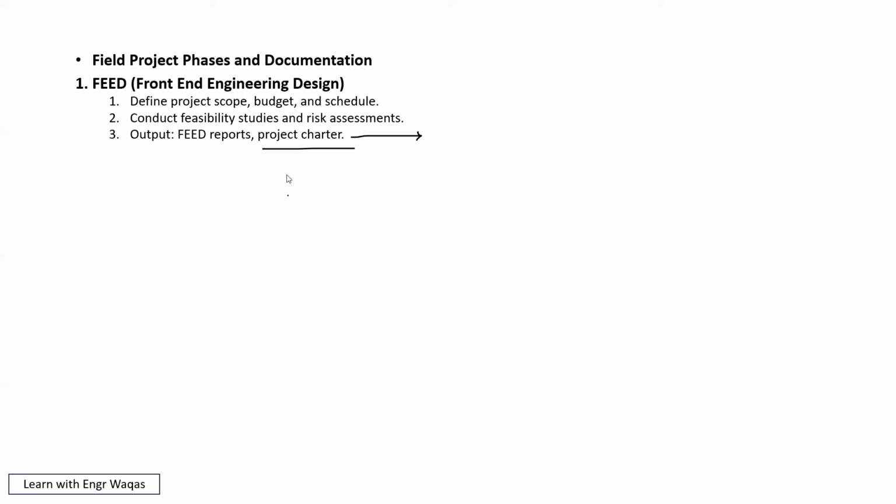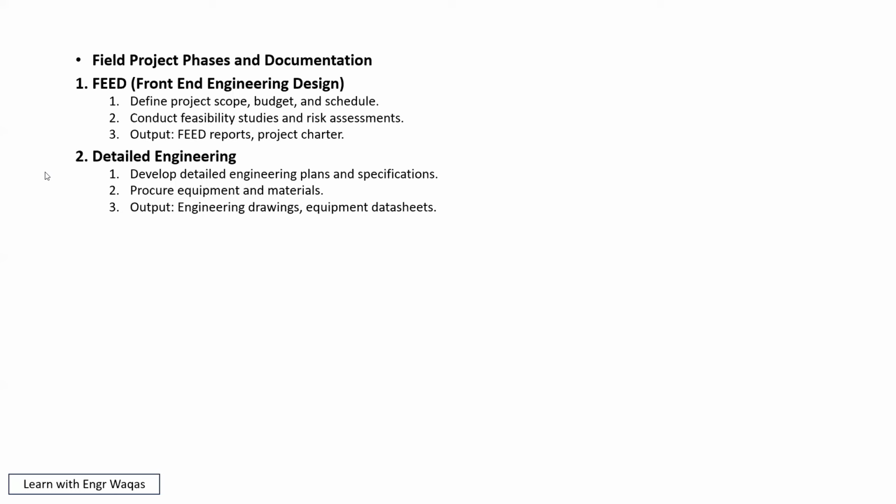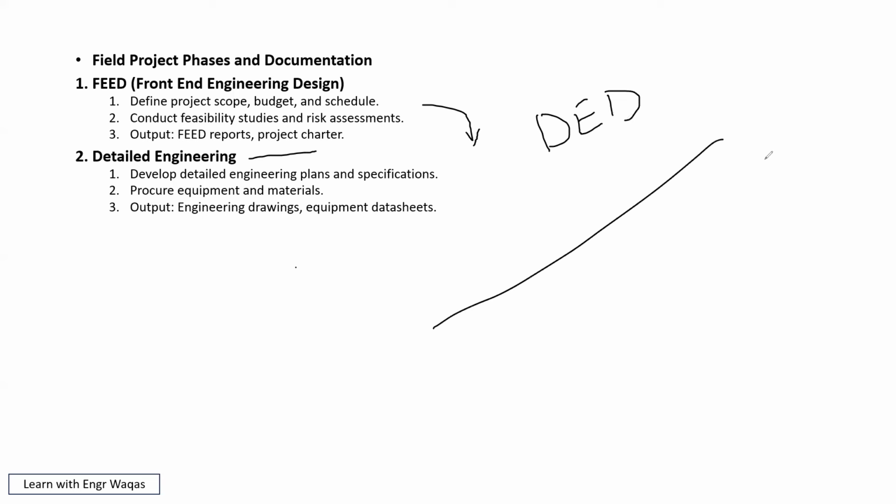So the next part is detailed engineering. From this concept design, you have to make it more detailed. This is called detailed engineering design, and some companies call it DED. So develop detailed engineering plans. First, you have already mentioned the points from this area to this area. Now you are going to make detailed engineering designs. This is part of the FEED documentation process.